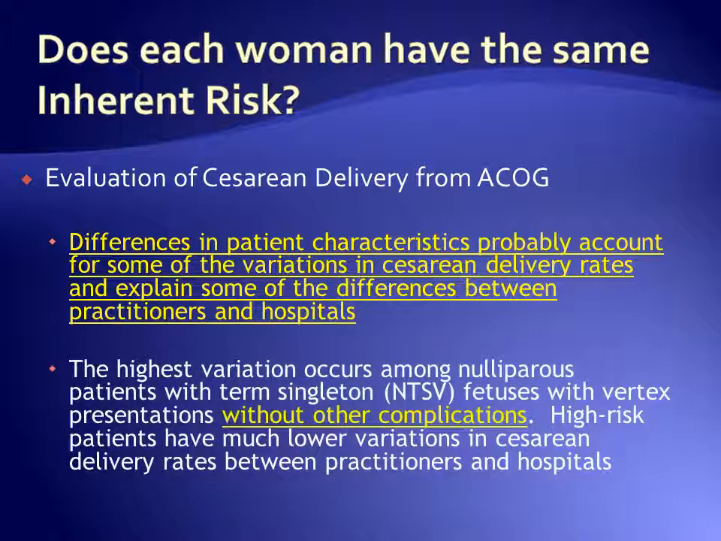They also stated that the highest variation in cesarean birth rates occurs among nulliparous patients with term singleton fetuses with vertex presentations without other complications. High-risk patients have much lower variations in cesarean delivery rates between practitioners and hospitals. Note the underlined part of the second statement. This part of the statement is why the NTSV case mix is mistakenly called low risk.